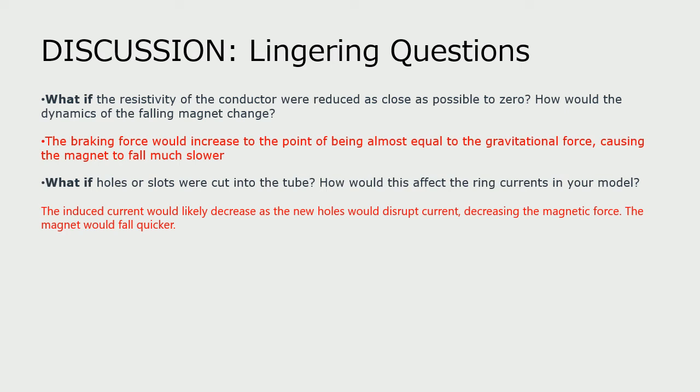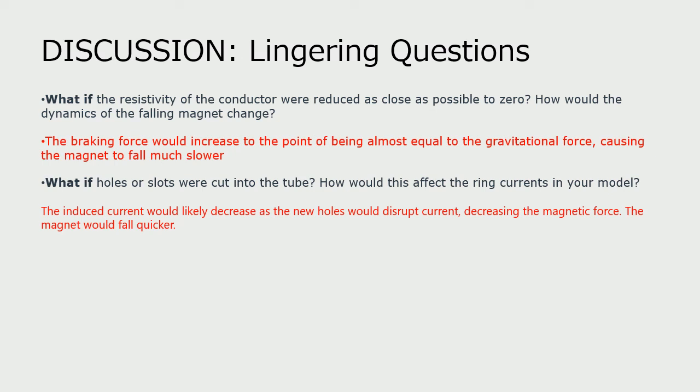What if the resistivity of the conductor were reduced to as close as possible to 0? How would the dynamics of the falling magnet change? Well, the braking force would increase to the point of being almost equal to the gravitational force, causing the magnet to fall much slower.